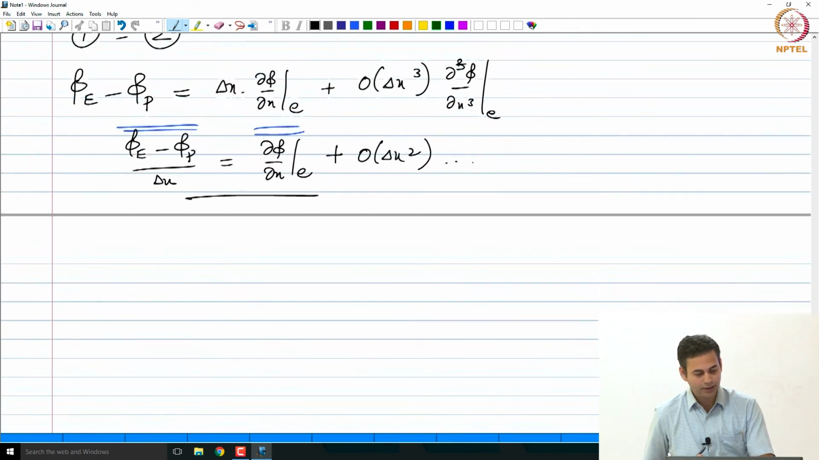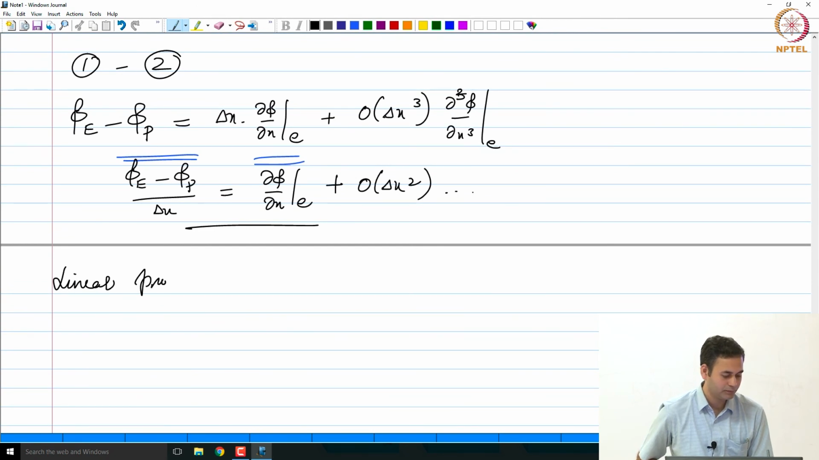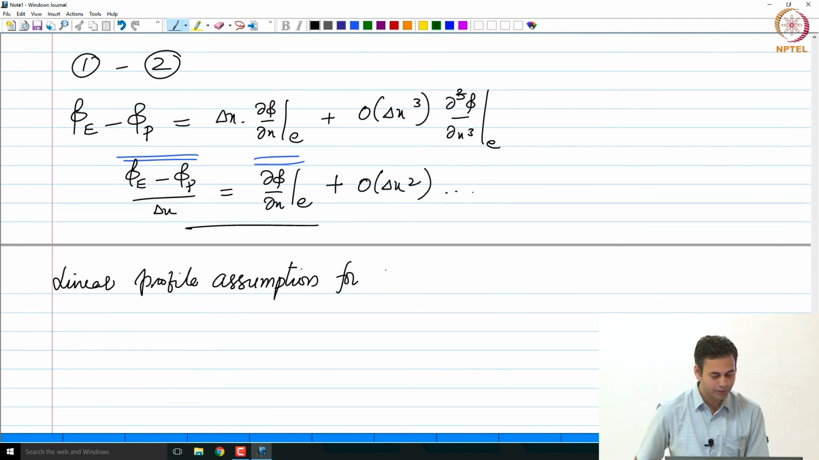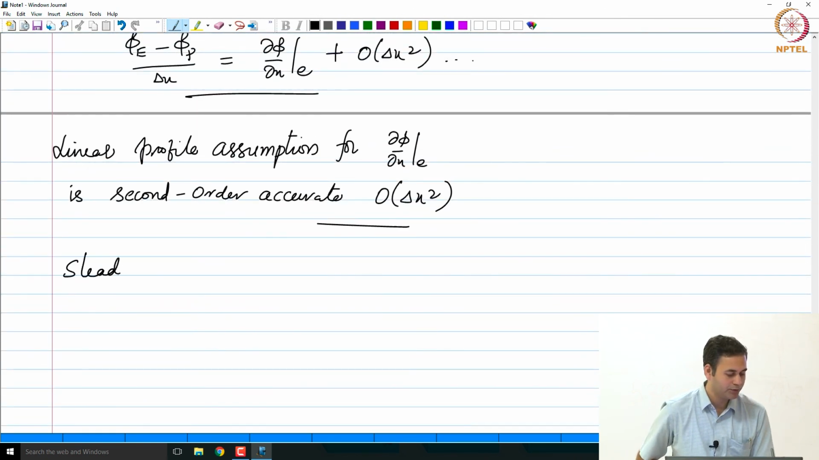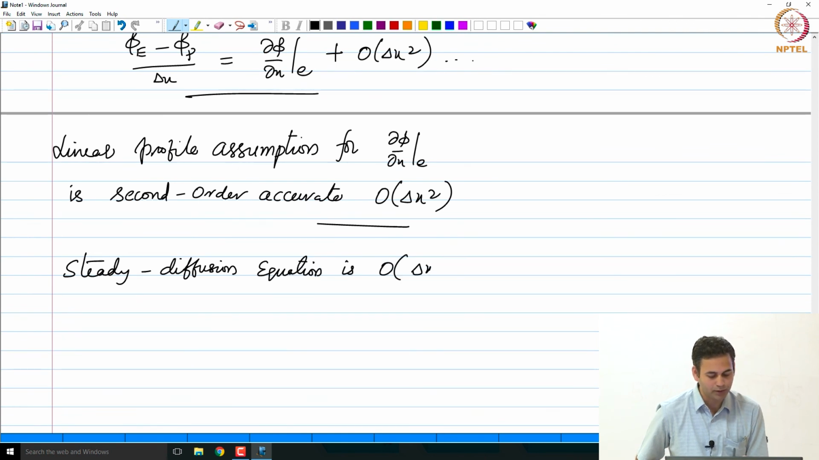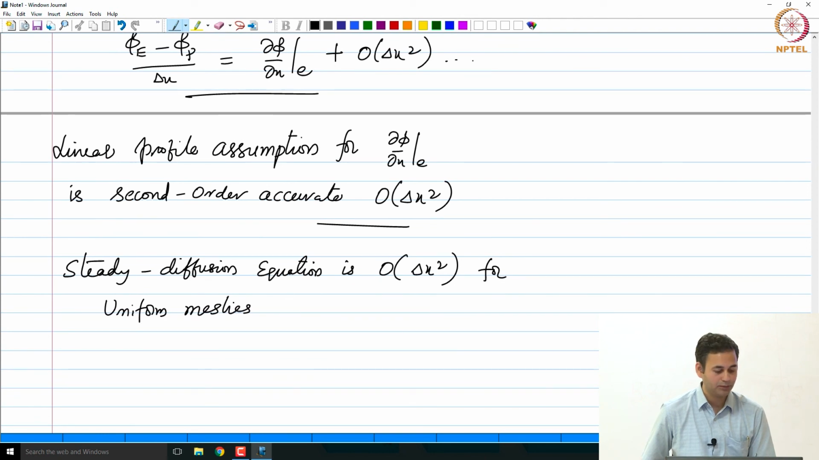So, this is also second order accurate. Okay. So, essentially the linear profile assumption for the gradient partial phi partial x at little e is second order accurate, that is order delta x square. So, with this all the profile assumptions are now done, and all of them are what order of accuracy? Second order. As a result, the steady diffusion equation is order delta x square, for uniform meshes right now, because that is what we have considered.